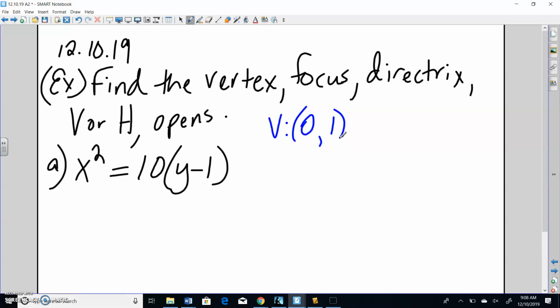In order to find the focus and the directrix, we need to figure out what the value of P is. So what equation am I going to write? Adia, what equation am I going to write to help me find P? 4P equals 10. And then I divide by 4, and I get 10/4, but let's reduce that to 5/2. So that's what P is.